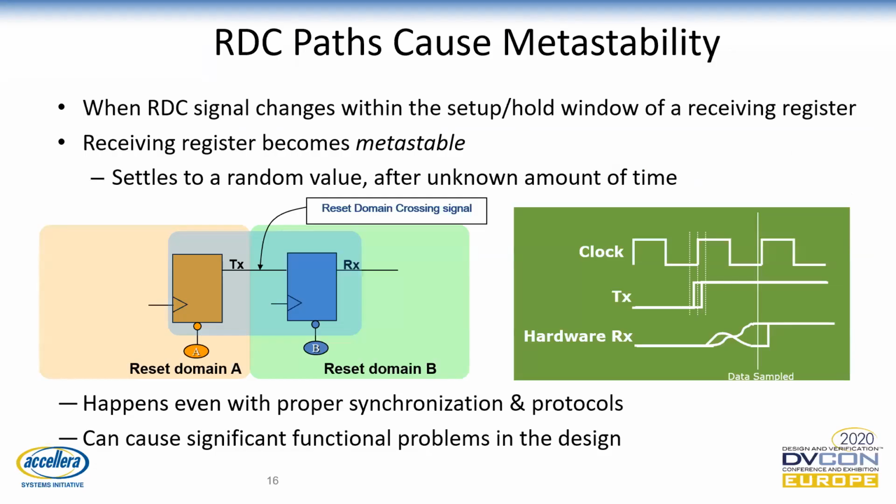If the blue register's reset is not asserted, so if the blue register is functioning and this violation occurs, the blue register will become metastable and settle to a random value. If this happens while the destination domain, this green domain, is functional, this non-deterministic value can cause functional problems in the design.